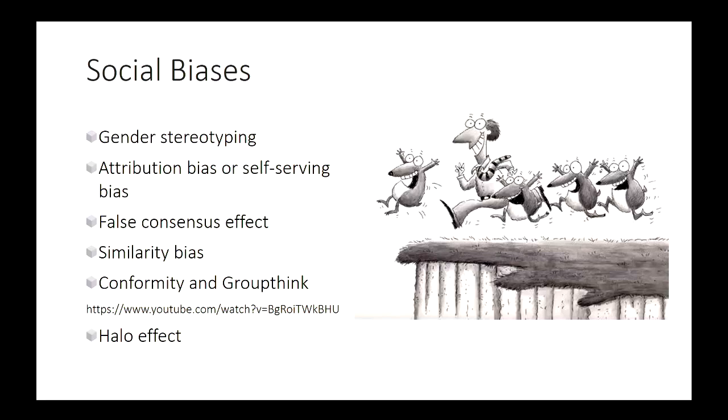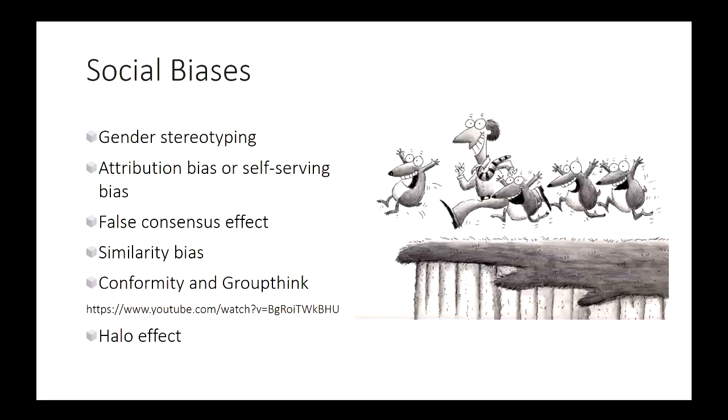Conformity and groupthink. We might conform to what the group thinks, even though we don't agree with it, even if we're trying to conform to things that don't actually make sense to us at an individual level. The halo effect is when we see some qualities in a person or an organization, and we transfer those qualities to other aspects of those individuals.